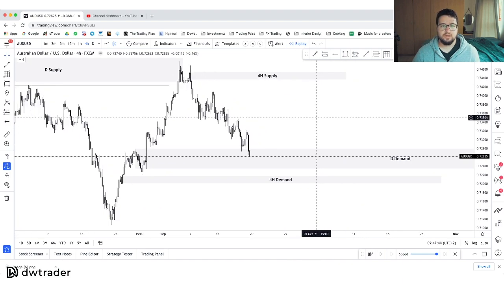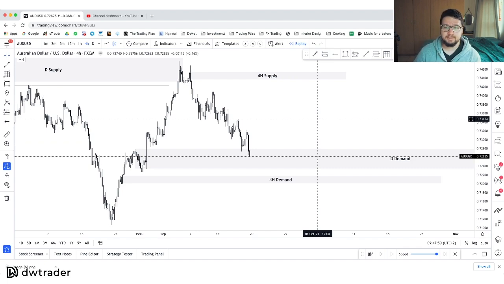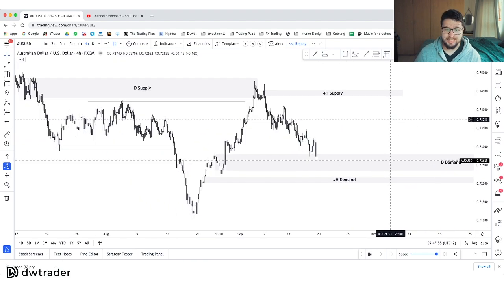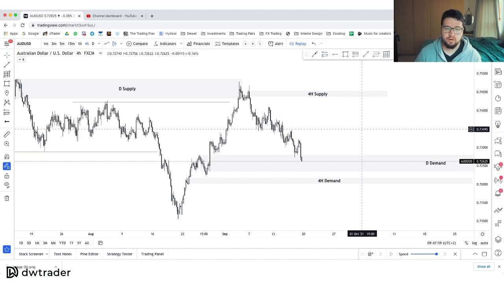In the mentorship, we go into much more in-depth analysis, but this is also how we start. We just get our broad picture and broad analysis of where we are going on the high time frame, or what direction we are heading.